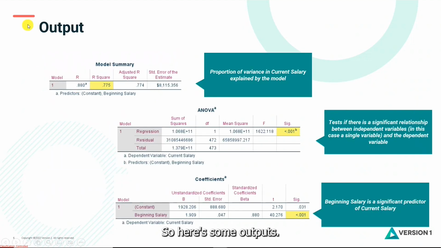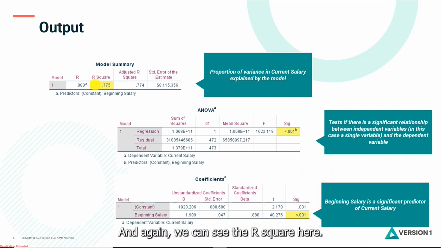So here's some output. Again, I'll set this up in the dialog box and run it, and we can see it again. But just to show you the output, first of all, we have the model summary table. So I've highlighted the R-square value here. And this is the proportion of variance in the dependent variable explained by the independent variables. Here, it's the proportion of variance in current salary explained by the model, or explained by beginning salary. You can see it lists the predictors here. So we're just going to use beginning salary to predict your current salary to start with.